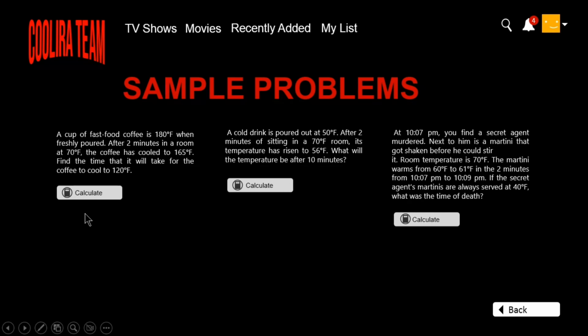So we prepared 3 sample problems for us to solve. The first one is a scenario where the temperature is decreasing. After 2 minutes in a room at 70 degrees Fahrenheit, the coffee has cooled to 165 degrees Fahrenheit. Find the time that it will take for the coffee to cool to 120 degrees Fahrenheit.